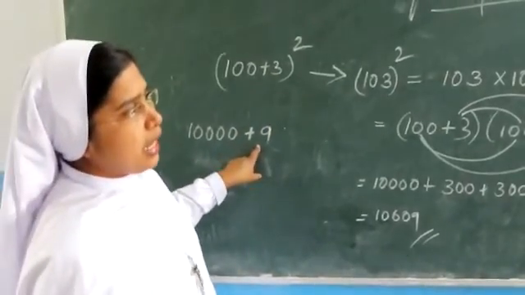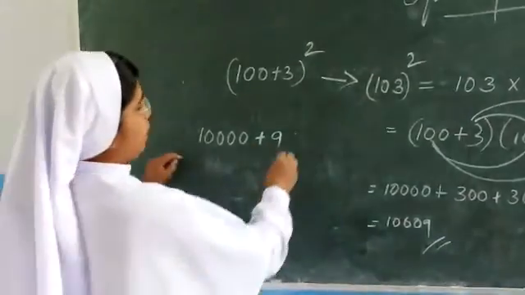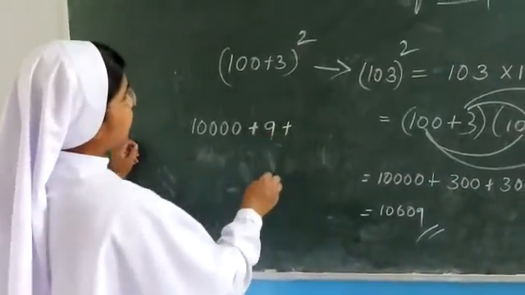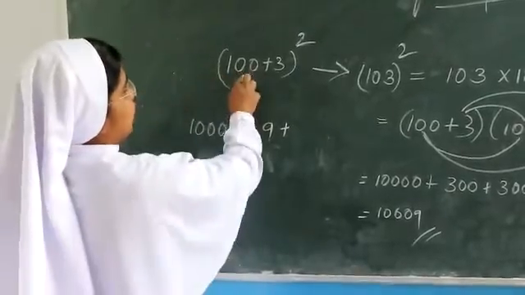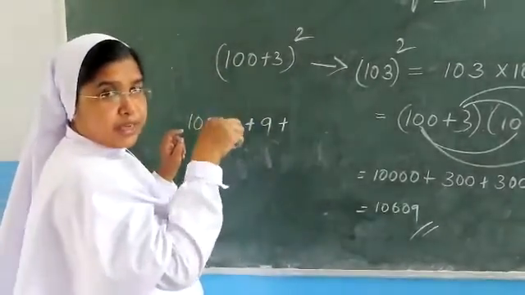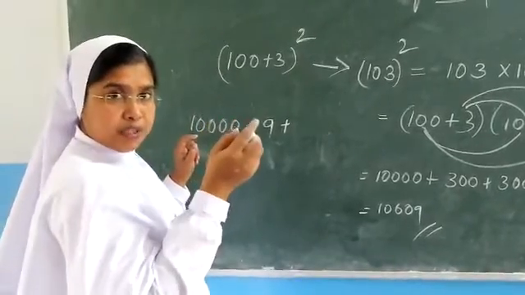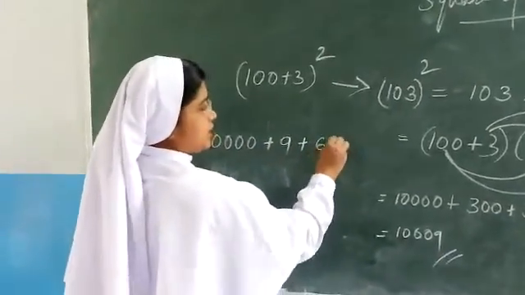Twice their product. Twice their product means what? What is the product of these two? 100 into 3 is 300. Twice their product means how much? 2 into 300 is equal to 600.